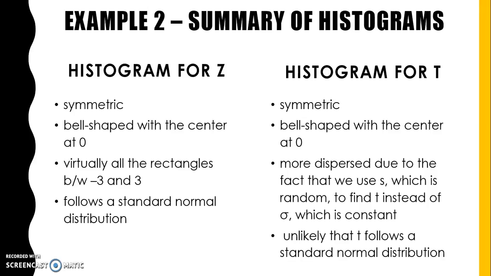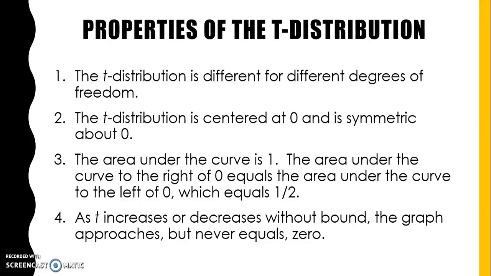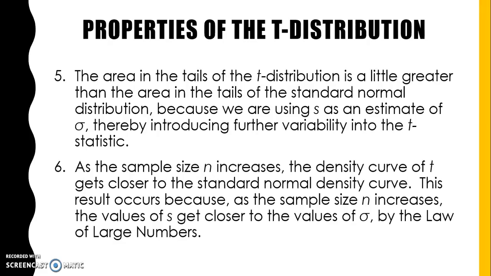So looking at some properties here, the t-distribution is different for different degrees of freedom. It is centered at 0 and symmetric about 0. The area under the curve is still 1. The area under the curve to the right of 0 equals a half, and the area to the left of 0 equals a half. So this is all kind of the same as what we had for the standard normal curve. As t increases or decreases without bound, it approaches but never equals 0, same as before.